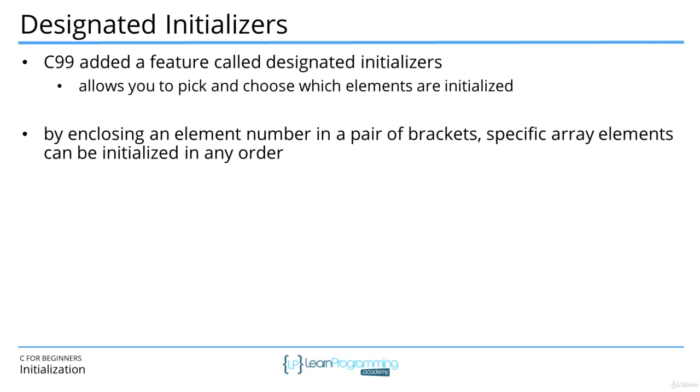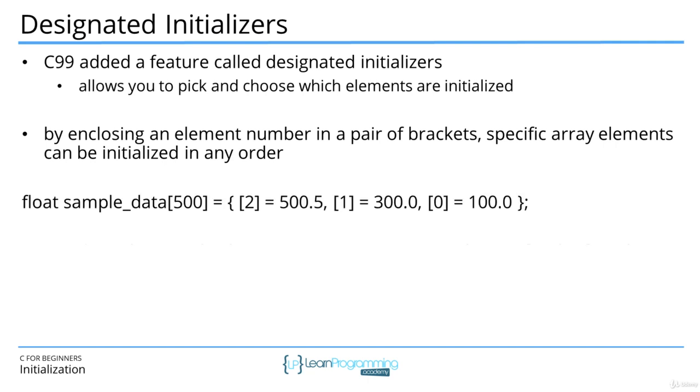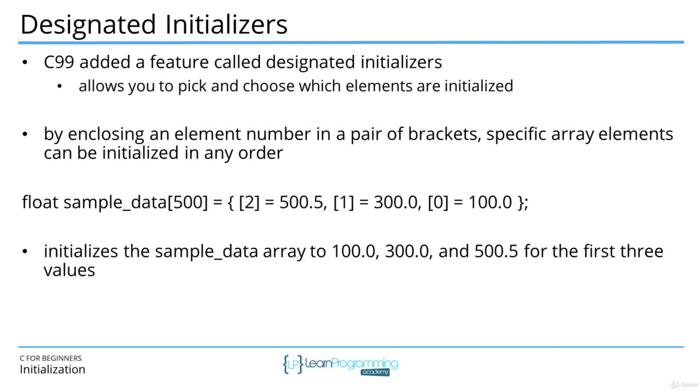So you can enclose an element number in a pair of brackets and then specify the array elements that can be initialized. And you can do it in any order. So here's an example. Again, we have our sampleData array. It's of type float. It's going to be 500 in size. But here, inside of our curly braces, we have additional indexes. We have our brackets: [2] = 500.5, [1] = 300.0, and [0] = 100.0. They're separated by commas. All this is doing is specifying the same thing that we had in the previous example, but it's doing it in a different order.